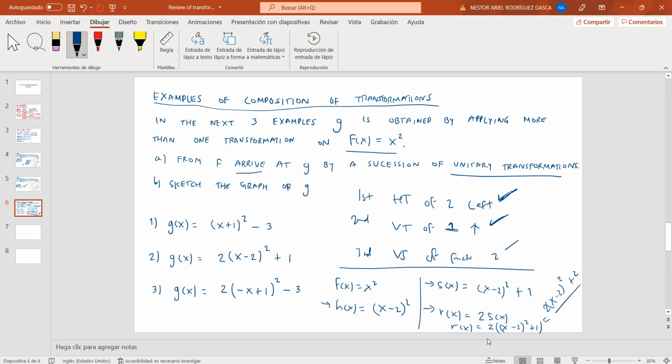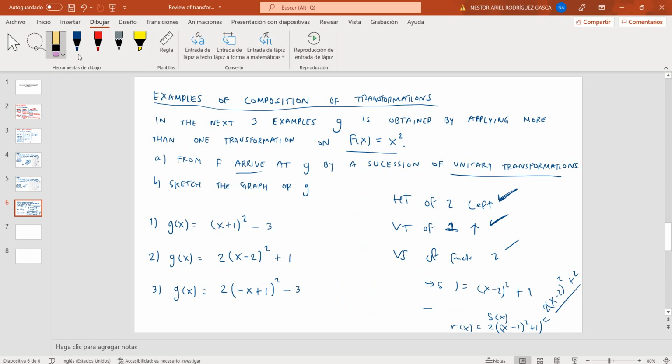So what is my conclusion? My conclusion is that g is a transform function on the parent function f, but not in this order, or it's not this particular series or succession of transformations. You see? So this was a wrong hypothesis, and that's how you can prove your hypotheses, or that's how you can confirm them or reject them. So what's the good one?